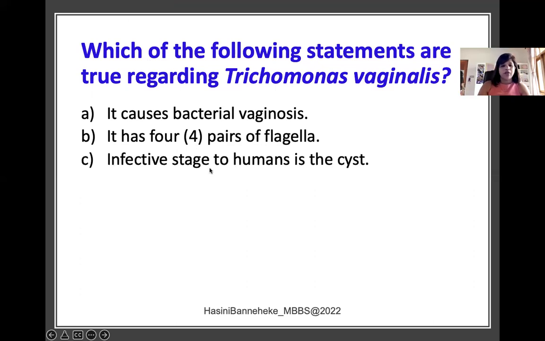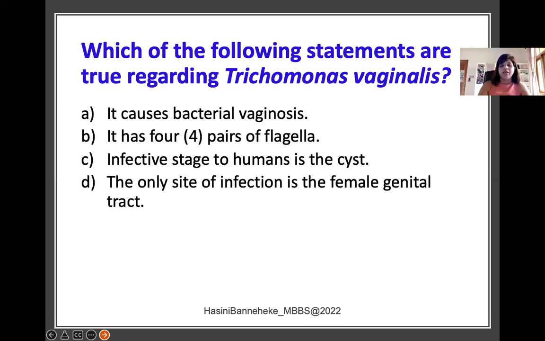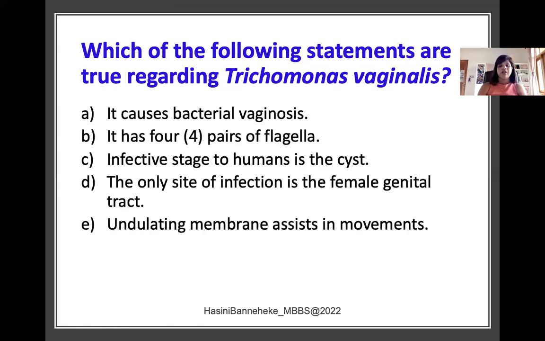Right, sorry. The infective stage to humans is the cyst. True or false? False, ma'am. There is no cyst stage. Very good. The only site of infection is the female genital tract. True or false? False, yes. It affects both genders. Well, it's the genital tract, true enough, but both genders. And the undulating membrane as it's in movement.